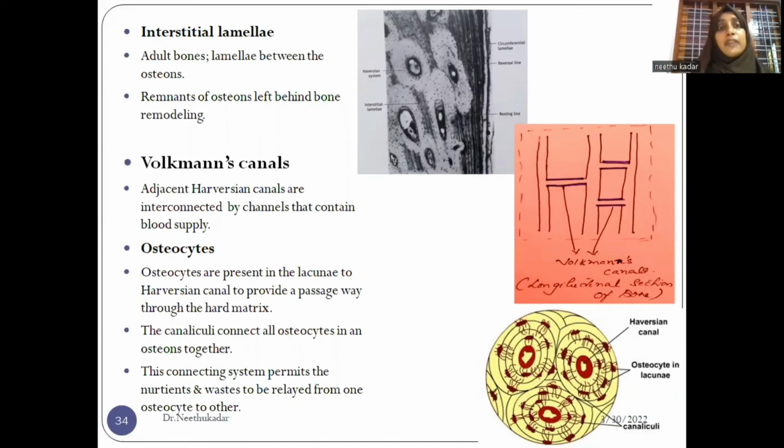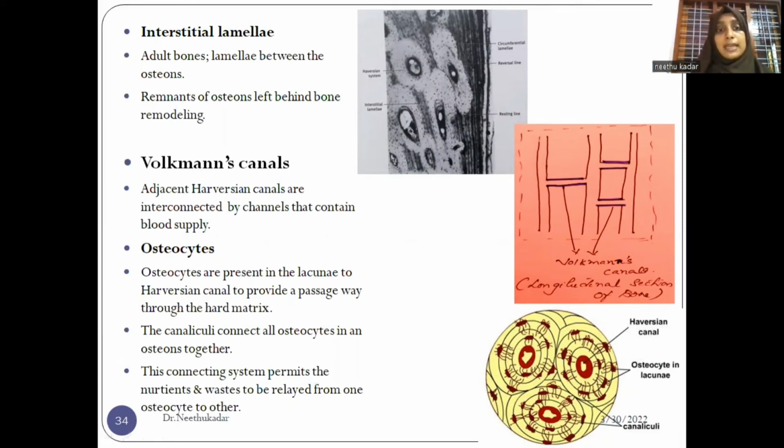The third type of lamellae is interstitial lamellae. It is present in the adult bones. These are the lamellae seen between the osteons. They represent remnants of osteons left behind during bone remodeling. The Haversian canals are interconnected by channels that contain blood supply. It is called Volkmann's canal.